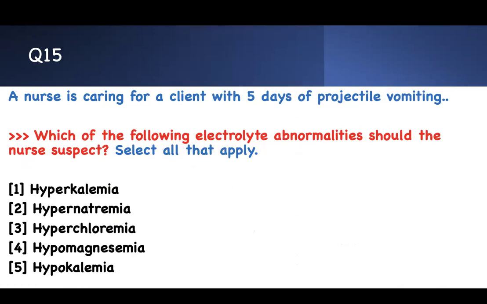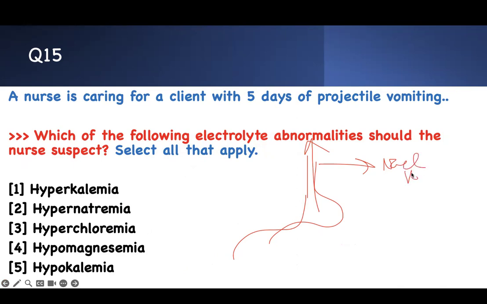And the last question, I've given you a clue on this. A nurse is caring for a client 5 days with what? Projectile vomiting. He's been vomiting everything now. Which electrolyte abnormalities should the nurse suspect? So this is a patient, this is the stomach, and when he's vomiting, right, all that is coming out is sodium chloride, right, and acid also. So you lose all these things. So his bicarb remains high and becomes metabolic alkalosis.